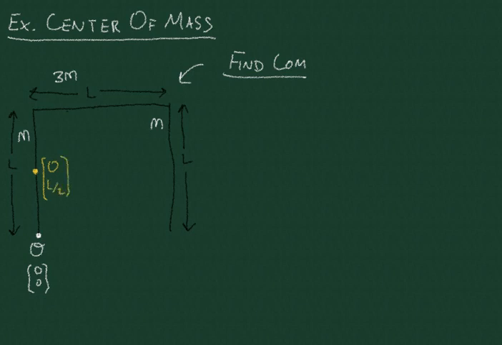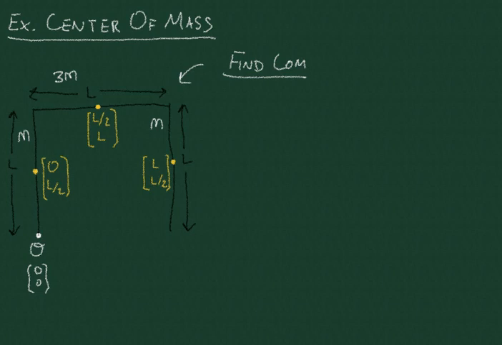Now we look at the top mass, and again, its center of mass is going to be right in the middle. Its x is going to be L over 2, but now we go up a distance L. And then the same thing for the one on the right. Its center of mass is in the middle: we go over L, and we go up L over 2. So now we really have 3 points, and we just need to find the center of mass of these 3.